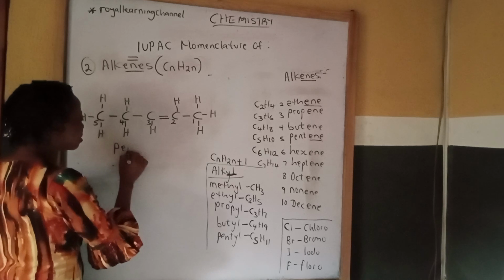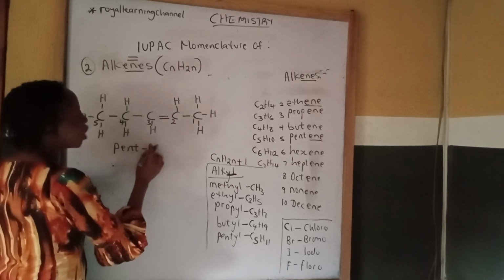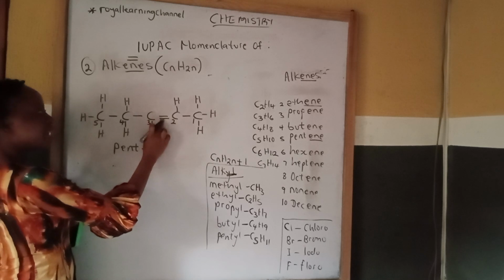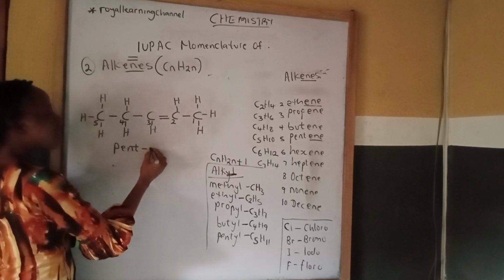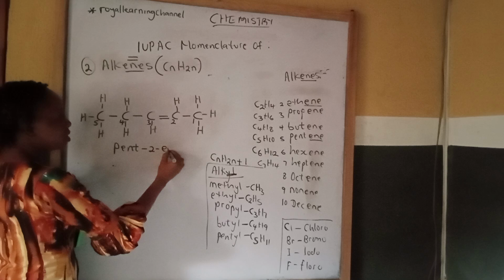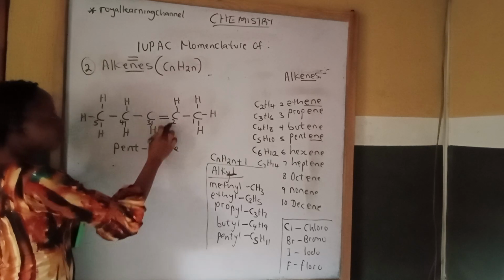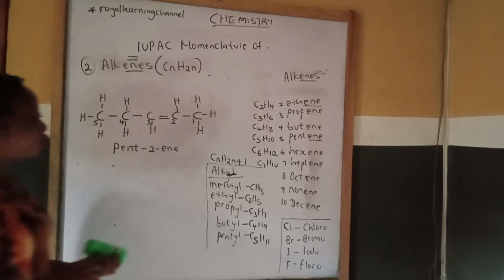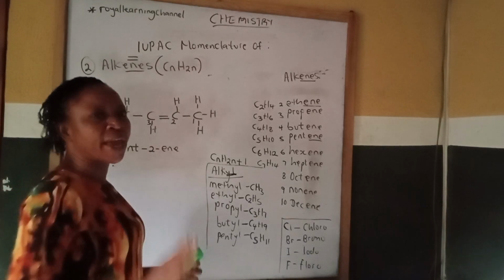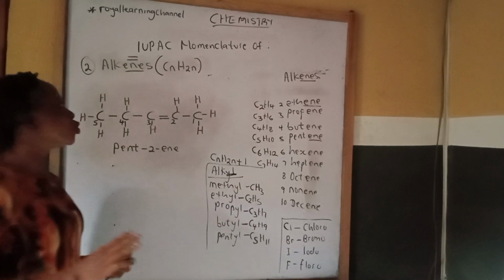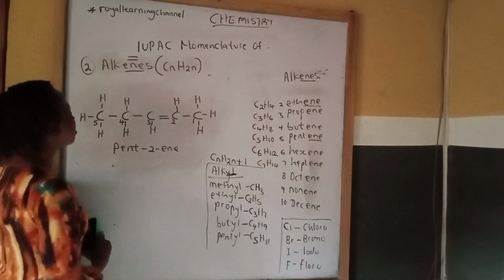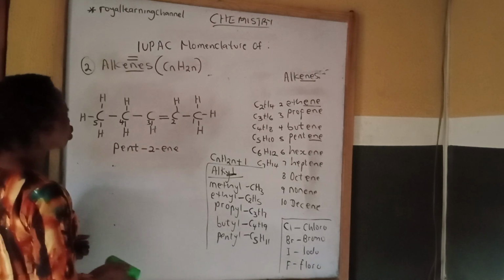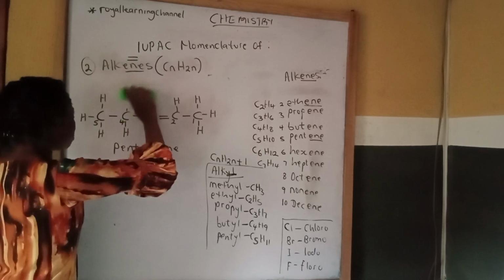So we call it pent, then your ene, which is the double bond. Your double bond is your ene. Your ene is on the second carbon atom. So we call it pent-2-ene. Why? Because this double bond, which is our ene, is on the second carbon atom. So the name of this structure is called pent-2-ene. Now let's look at a structure with substituents.